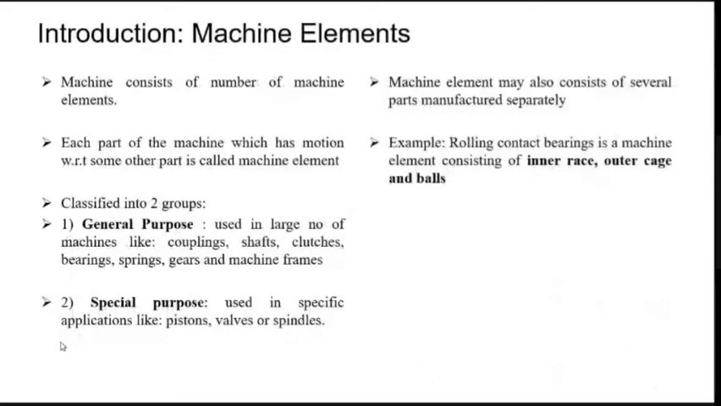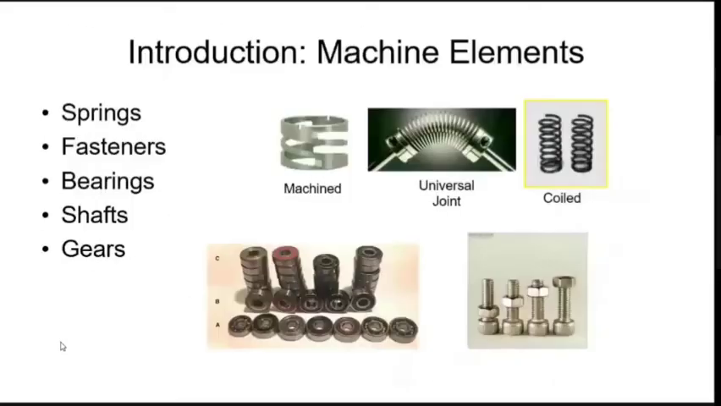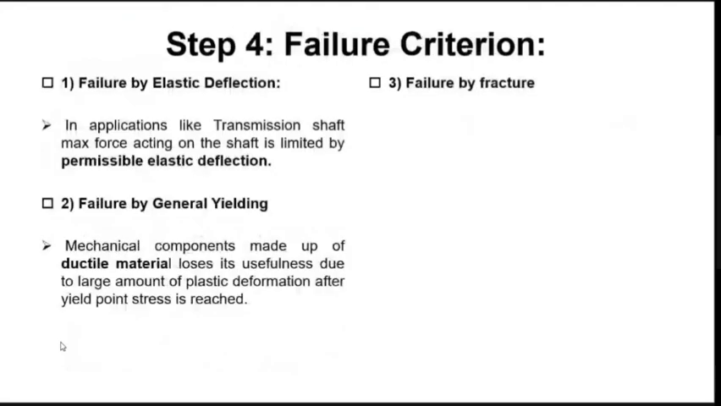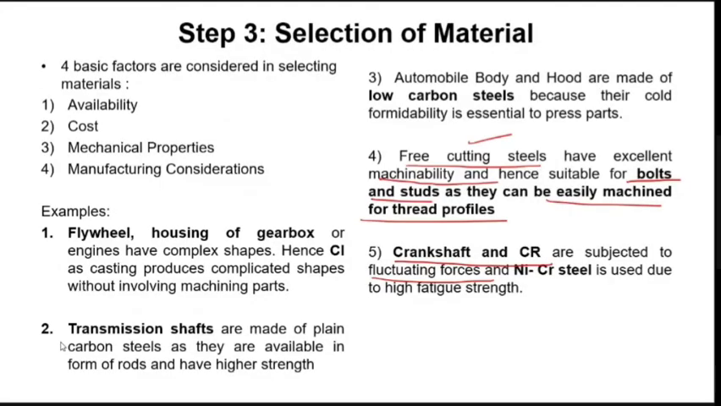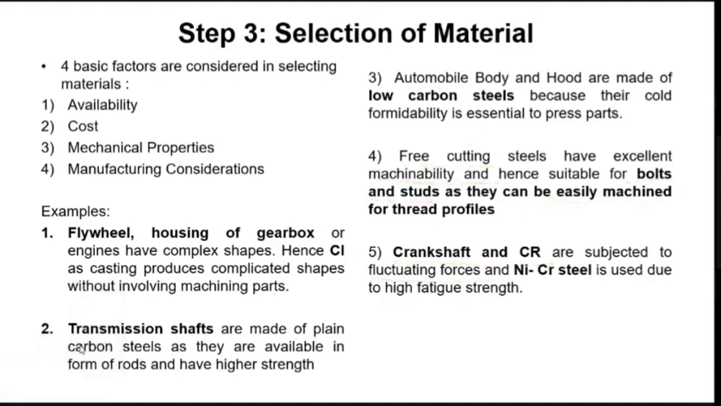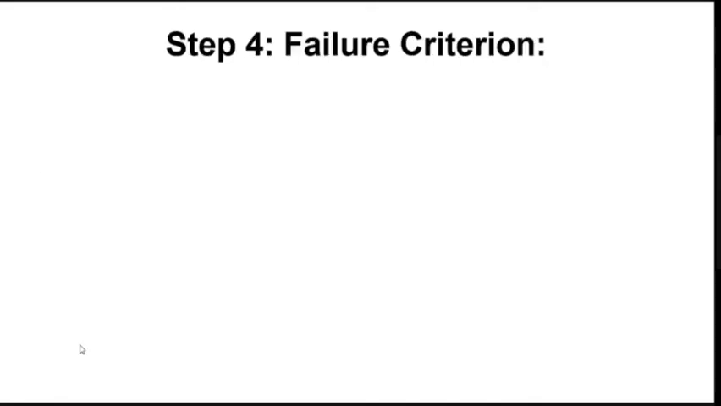The first step is the specification of function. Second is the determination of forces, and third is the selection of material. Okay. So guys, I hope you have understood this. Without explaining the theoretical part, I have explained the example. From this example, you might now understand how to select the material, and what the process is.